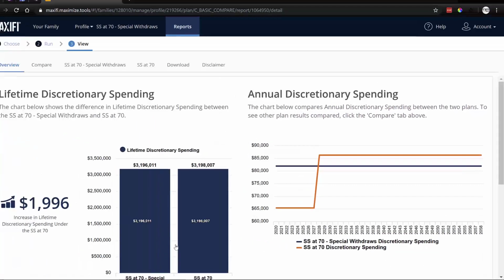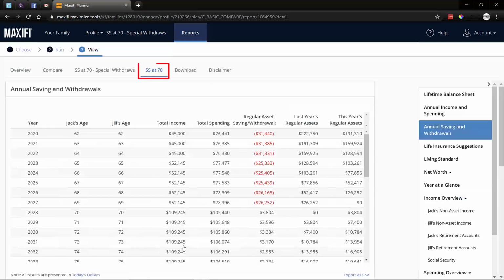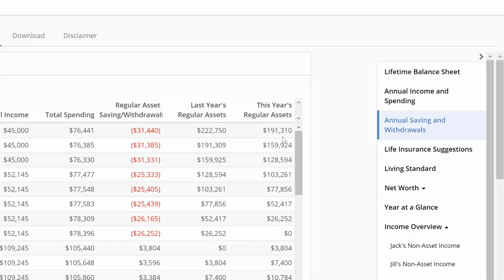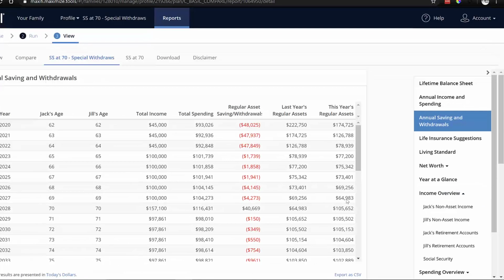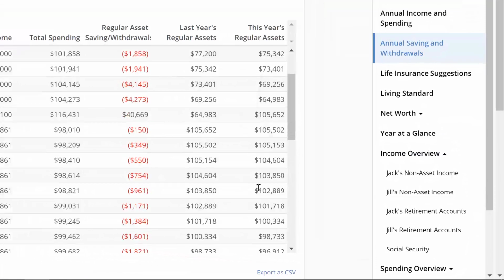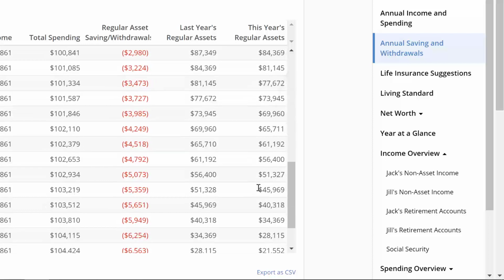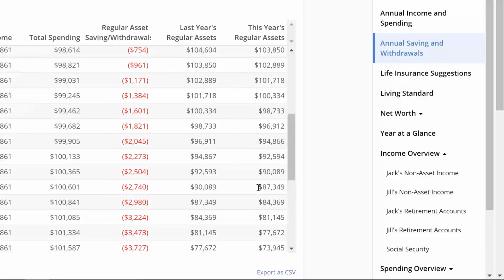Let's examine that a little more closely. Again, when we look at Social Security at 70 and we go to the annual saving and withdrawal report, we see that we run out of cash right at age 70. So we have two levels of spending, the pre-70 level and the post-70 level. But when we look at that same report here, we see that we do not run out of money. Like the base plan, it doesn't run out of regular assets until the final year.